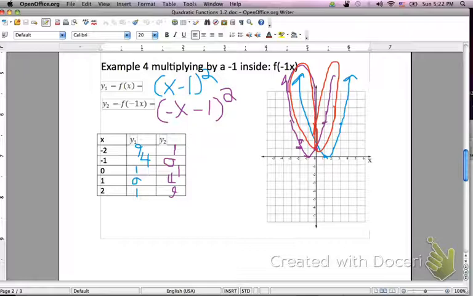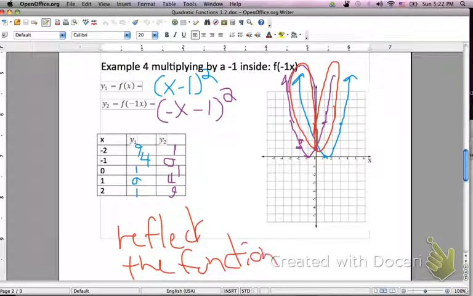So what does multiplying x times a negative 1 do to our function? It reflects the function across the y-axis. So we have a mirror image reflected across the y-axis.